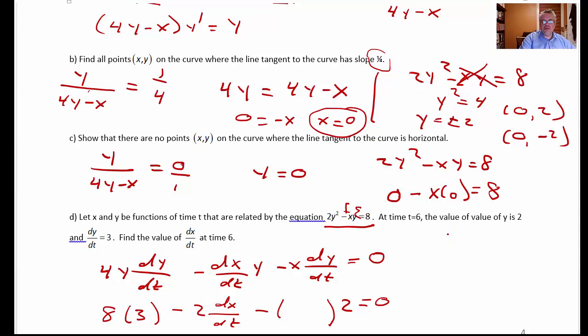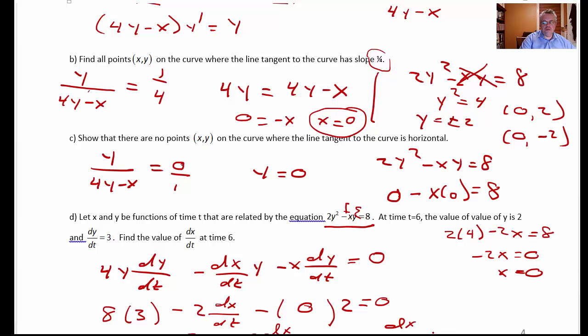So, if y is 2, then we have 2 times y squared, which is 2 times 4, minus x times 2, so minus 2x, equals 8. That's 8, so I get minus 2x equals 0, or x equals 0. Wow, that's 0. Now, we got to solve for dx dt. So we get 24 minus 2 dx dt equals 0. If you solve for that, you get dx dt equals 12.